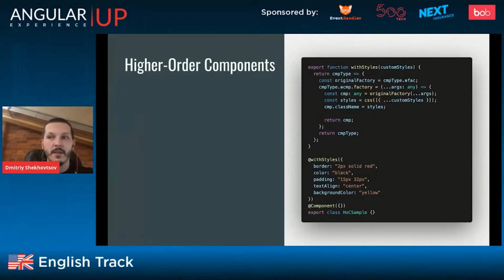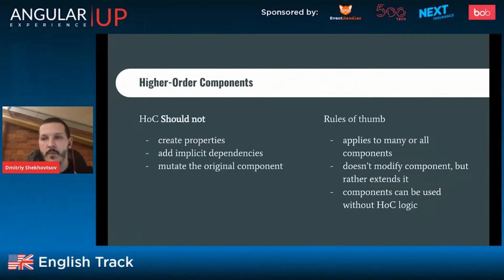That's nothing completely bad, but again, that means that you are dependent on some kind of private APIs, which could be not the case for some enterprise application developers. As an approach, higher order components have a list of do's and don'ts. So what it should not do: should not create properties, should not add explicit dependencies or mutate the original component.